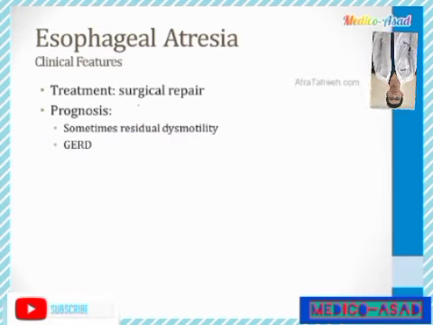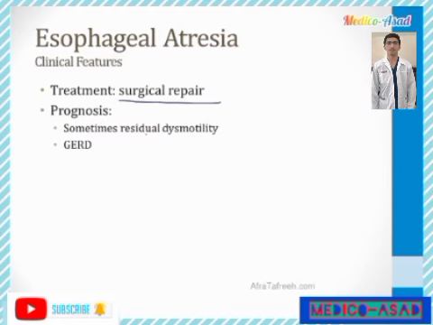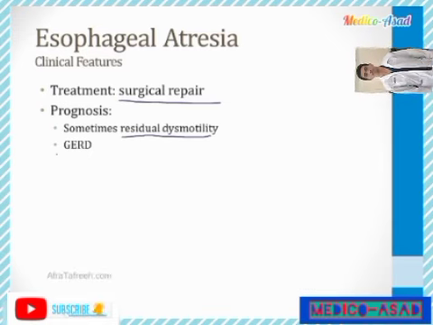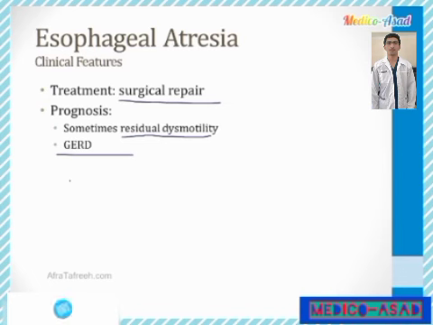The treatment of esophageal atresia is a surgical repair, and the prognosis is generally okay. Sometimes there is residual dysmotility and swallowing problems in the esophagus, and these children often suffer from heartburn or gastroesophageal reflux disease as a result of damage that occurred to the esophagus.